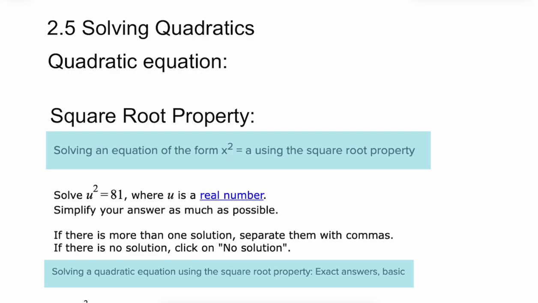If you have a quadratic equation, or a quadratic that you want to solve, it has to be in the form ax squared plus bx plus c equals 0. So that's what you're trying to solve. What the quadratic formula does is it gives us a way to solve that.